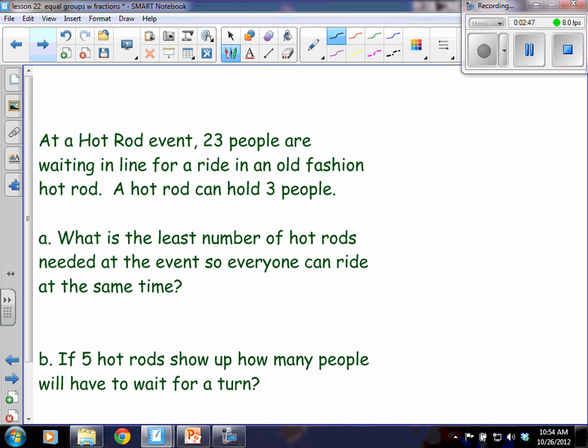Question A says, what is the least number of hot rods needed at the event so everyone can ride at the same time? So we're going to start by looking at this idea. If we have 23 people, and to fill up a hot rod, we can put 3 in a vehicle at a time. We're going to see that 3 goes into 2, 0 times. 3 goes into 23 it's going to be 7 times.